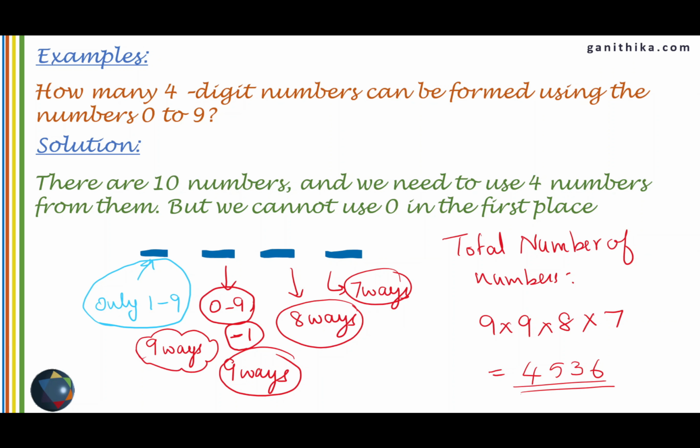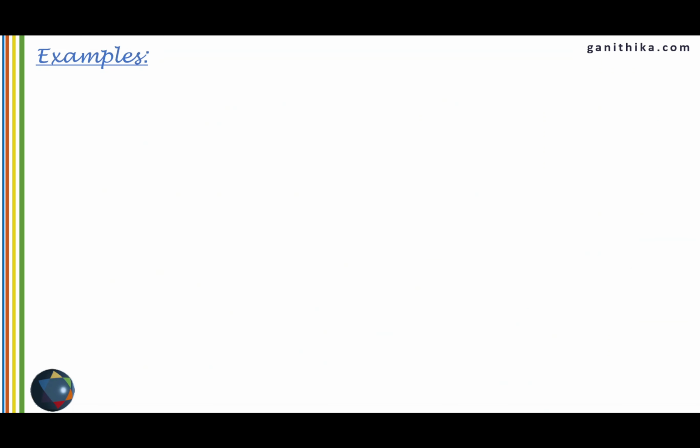So that many 4-digit numbers are there using the numbers 0 to 9, and you cannot have 0 in the first place because that makes it into a 3-digit number. So whenever you have 0 in these types of questions, be careful, and you have to split the question in this way, and you have to find the number of ways for the first place and then the number of ways for the 2nd, 3rd and 4th, etc. Next type of question is how many 4-digit even numbers.